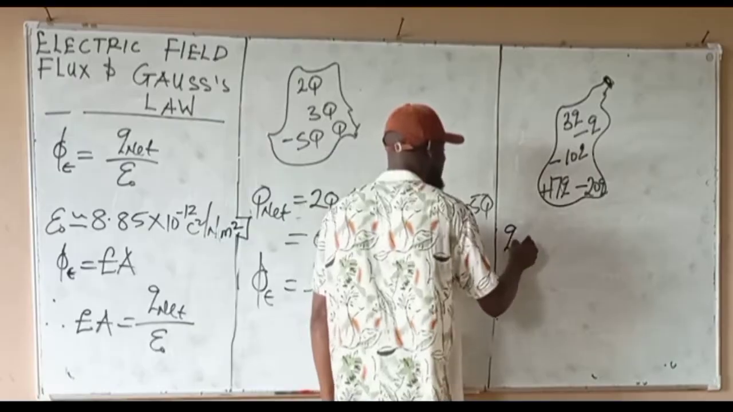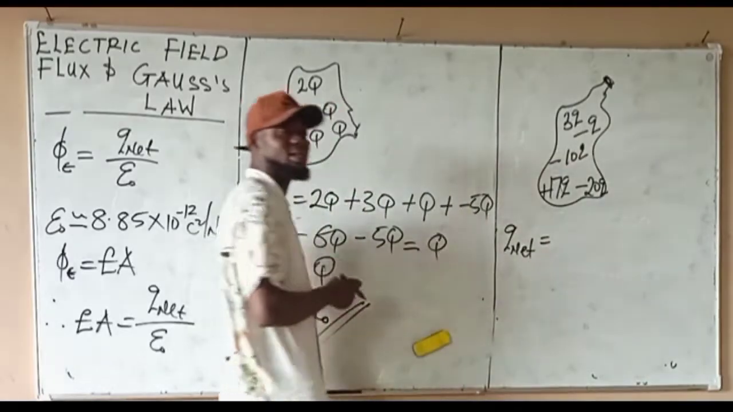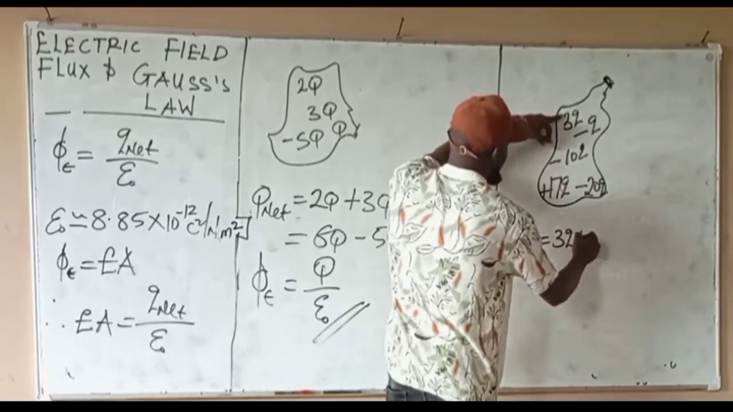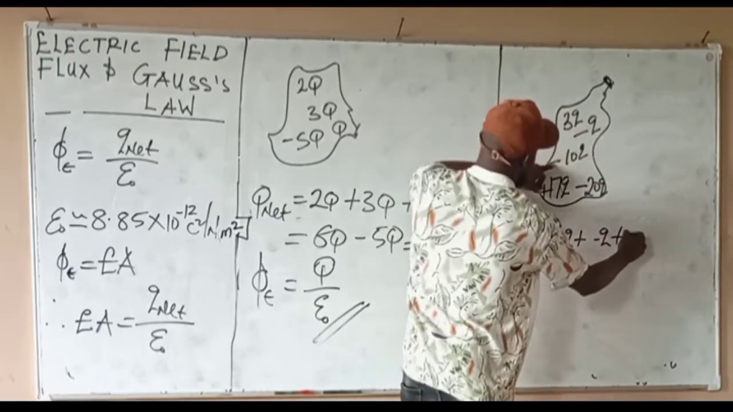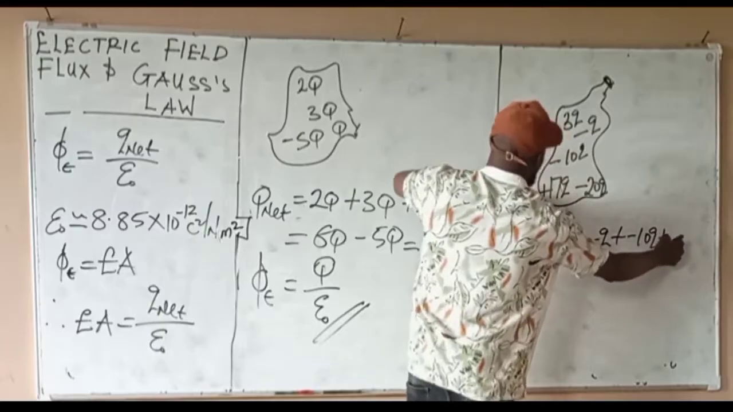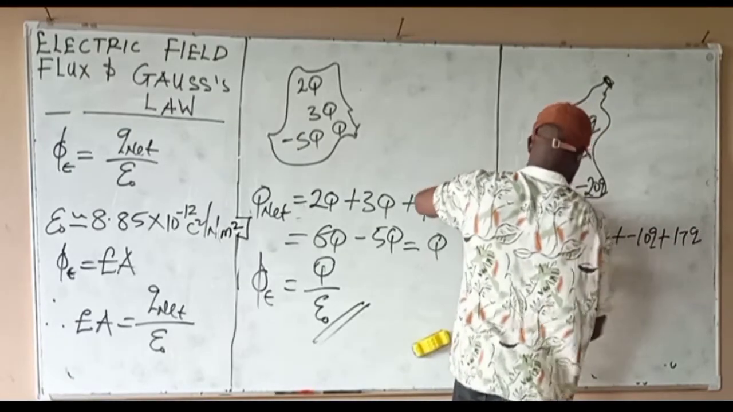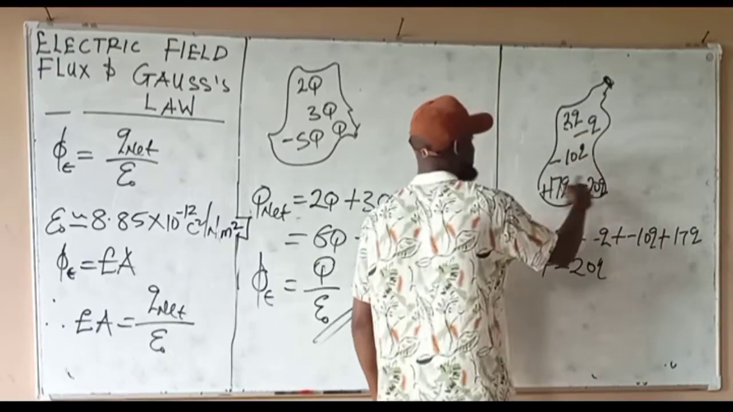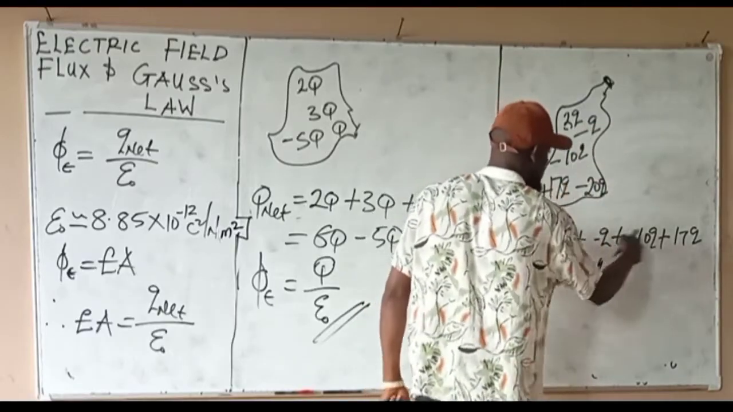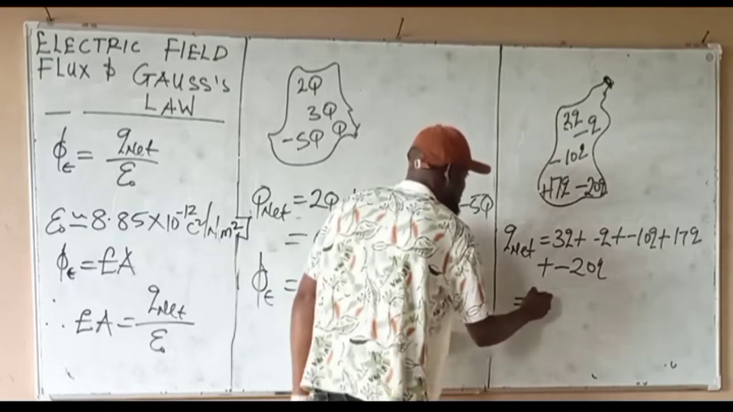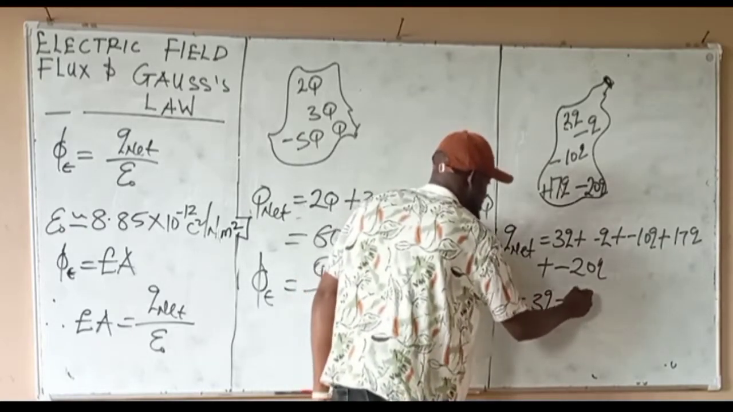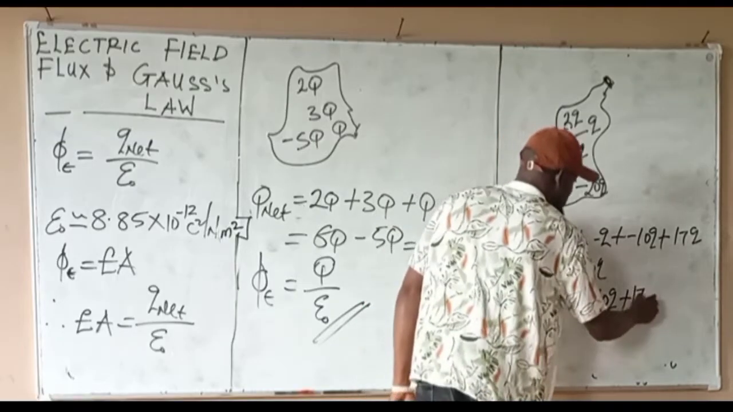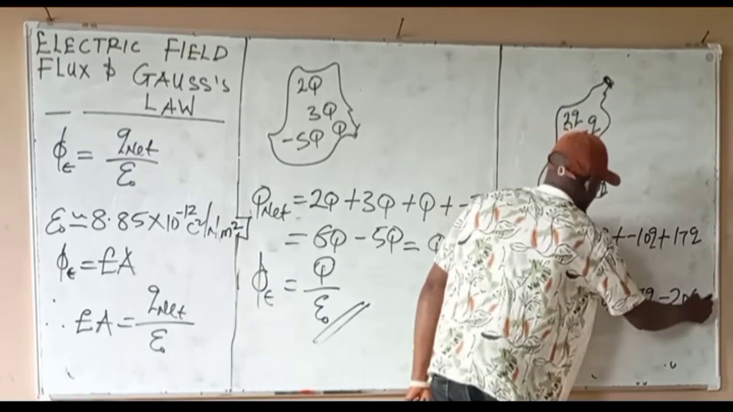What do you want to do to get the net? What's the net charge on that surface? The net charge will be 3q, minus q, minus 10q, plus 17q, minus 20q. This plus this plus this plus this plus this: 1, 2, 3, 4, 5.